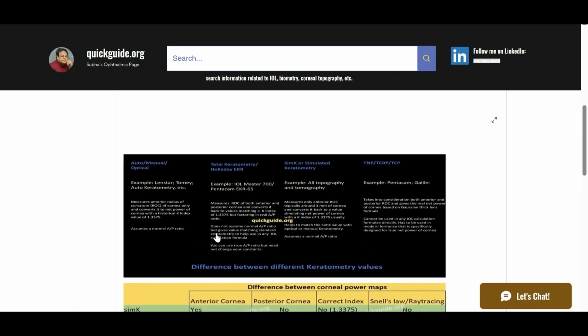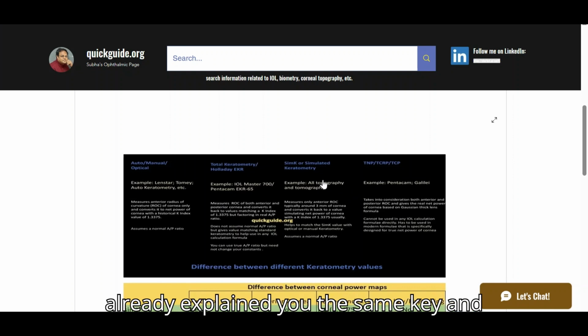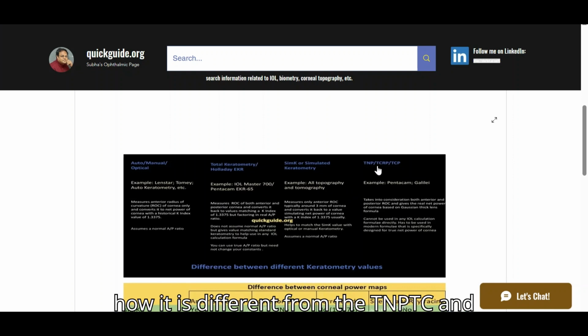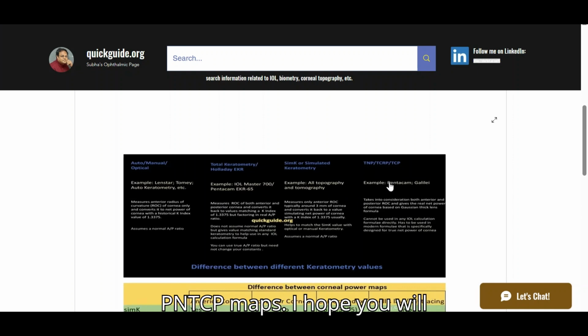aberration. And here, in this part, you will find the differences between the optical biometry or autokeratometry and the Master TK. Master TK and Holladay EK are very close in their principles, and you will find the differences over here. I have already explained the Sim K and how it is different from the TNP, TCRP, and TCP maps.